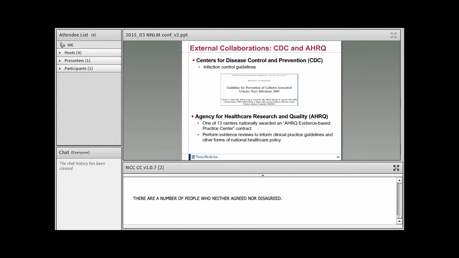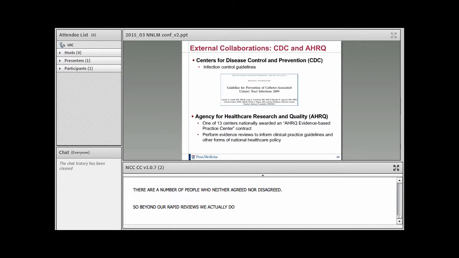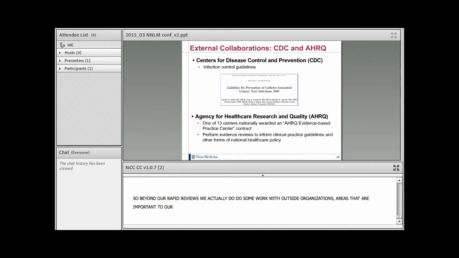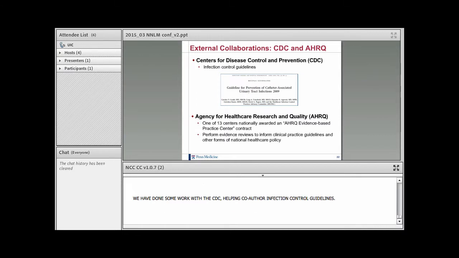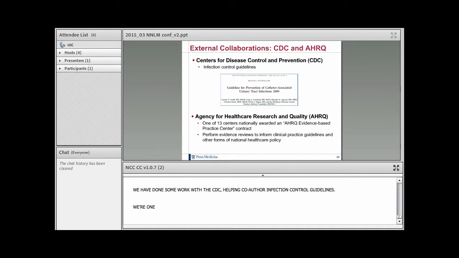So beyond our rapid reviews, we actually do some work with outside organizations in areas that are important to our health system. One of those areas is infection control and preventing healthcare acquired conditions in the patients that we serve. We've done some work with the CDC, helping them co-author infection control guidelines. And we're one of the 13 AHRQ evidence-based practice centers. How many people, by a show of hands, have heard of the AHRQ EPCs before? Yeah, so they're a good resource.